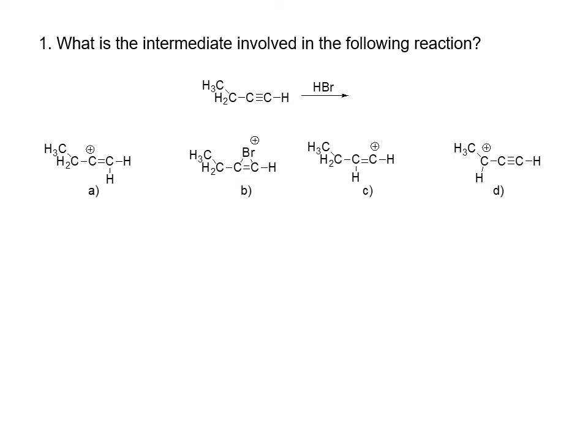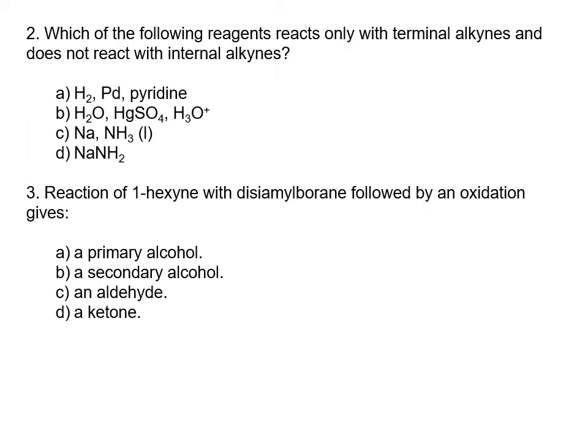B is not correct intermediate. That would be an intermediate in bromination, reaction with Br2. C is not correct. That would be anti-Markovnikov addition. It gets less stable carbocation. That would be less stable. And D is just not reasonable intermediate.